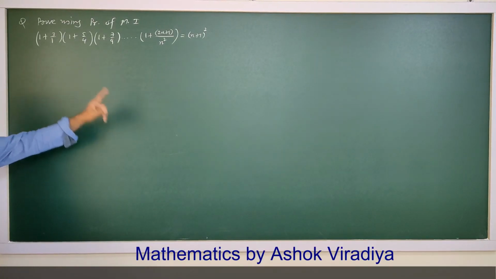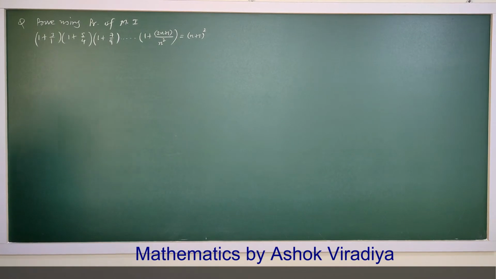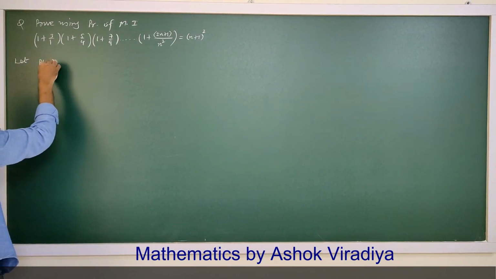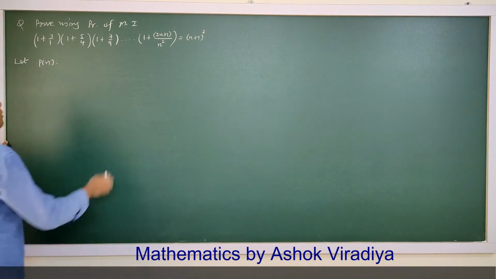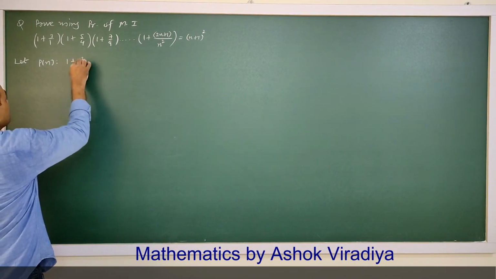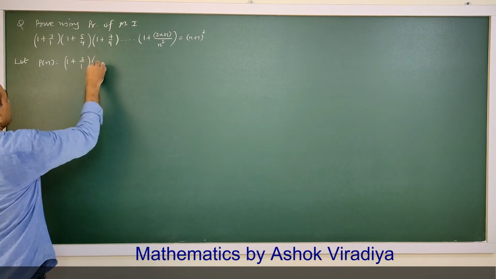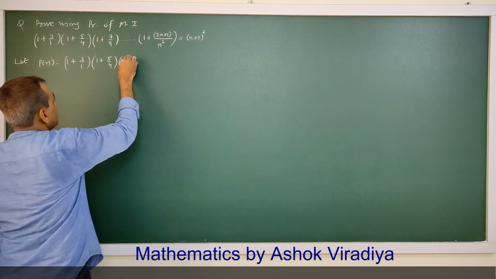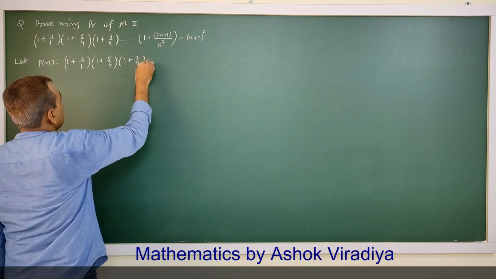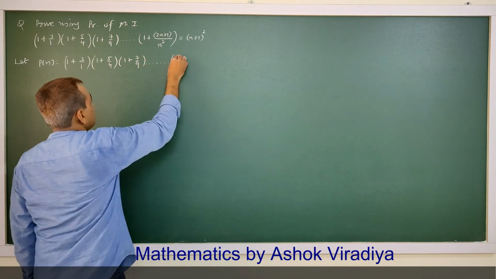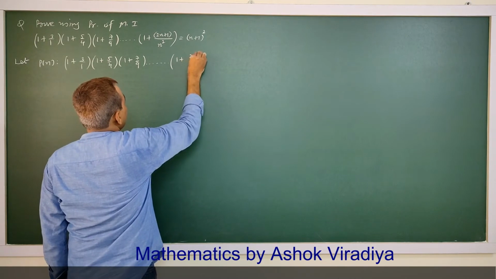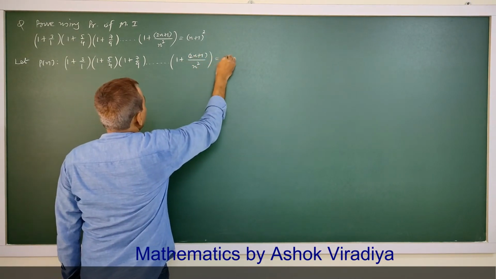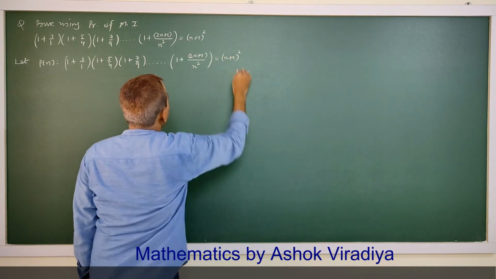Prove using principle of mathematical induction. Let me call this statement P of n. P of n: 1 plus 3 upon 1, 1 plus 5 upon 4, 1 plus 7 upon 9, up to 1 plus 2n plus 1 upon n square equal to n plus 1 whole square.